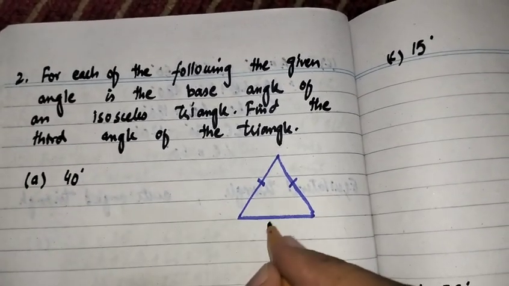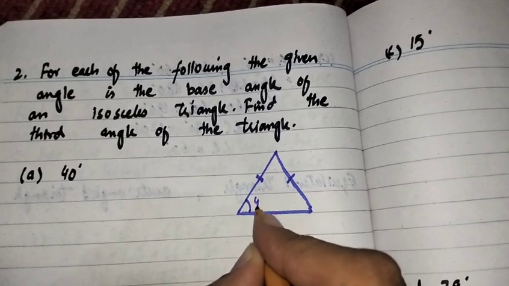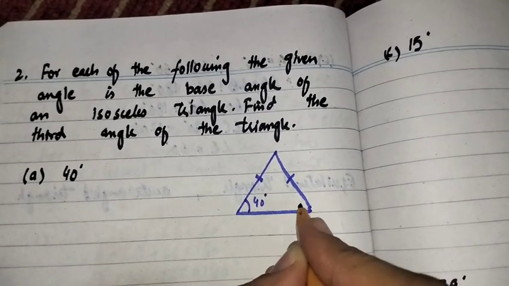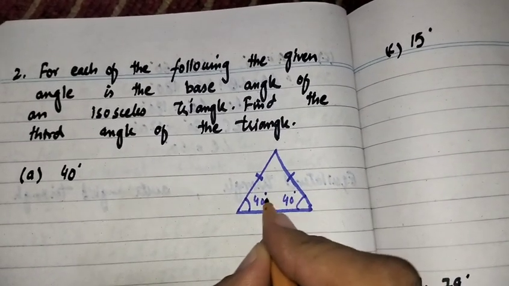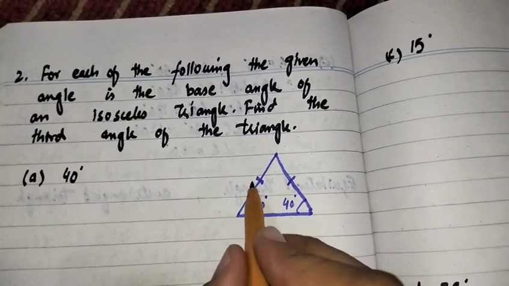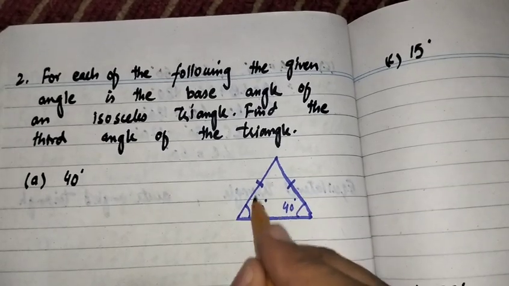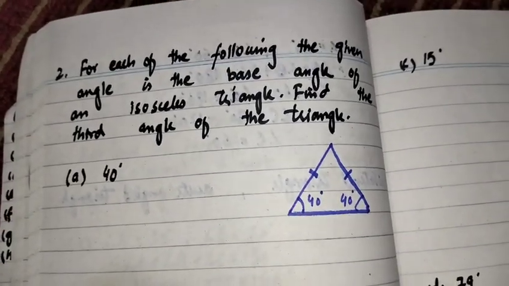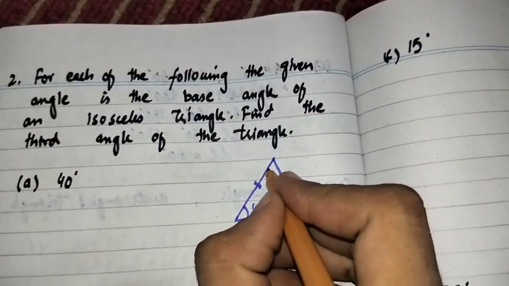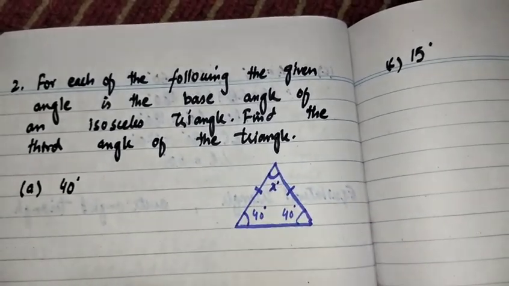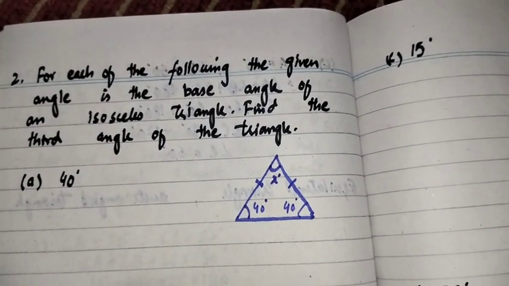So it is the base angle, means that this is 40 degree. If this is 40 degree, so this is also 40 degree because it is an isosceles triangle. These two sides are equal and the angles in front of these sides are also equal. And we have to find the third angle of the triangle. So I am supposing it as x degree.